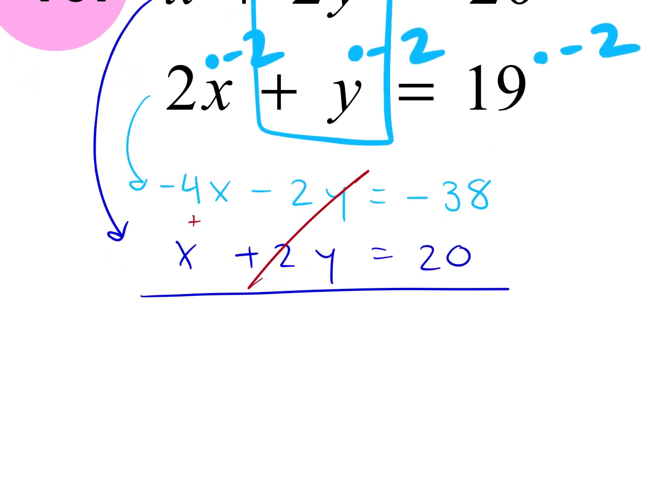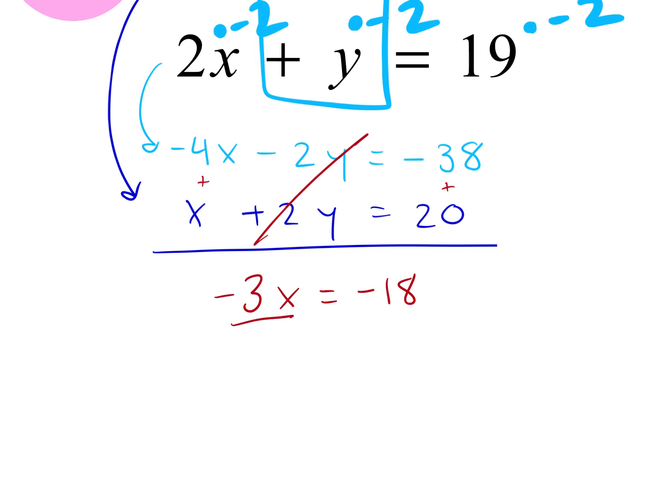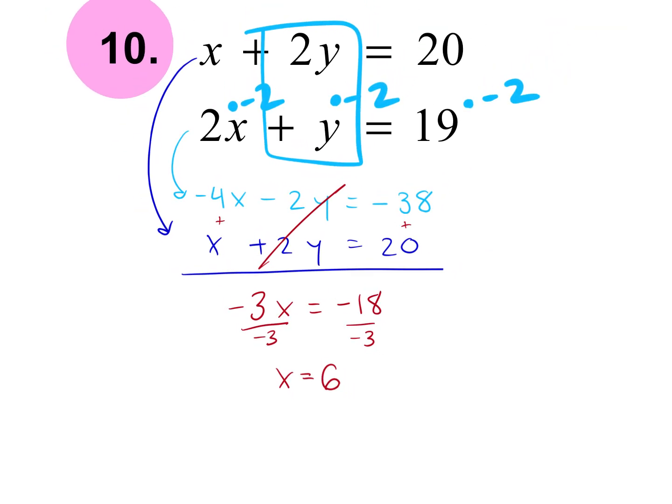What's negative 4x plus x? Negative 3x. That's equal to what's negative 38 plus 20? Negative 18. Now how do I solve for x? Divide both sides by negative 3. So what does x equal? 6. So x is 6.